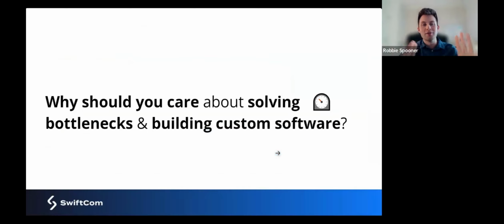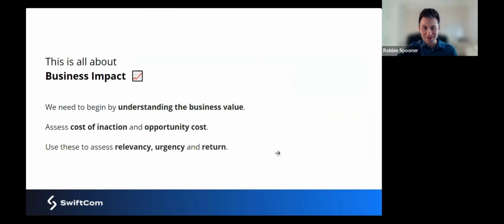So why should you even care about solving bottlenecks and building custom software? I think the obvious one is business impact, arguably the significant reason of why we do any of this. We really need to begin here by understanding the business value, but often it's not sufficiently viewed through aspects of what is the cost of inaction, what is the opportunity cost, and what is actually the impact both up and down the funnel of this bottleneck at the moment.